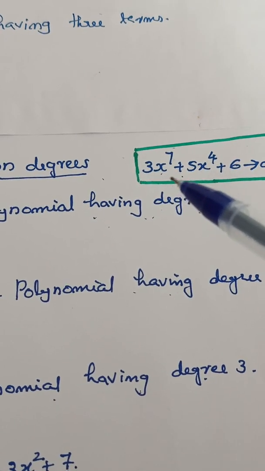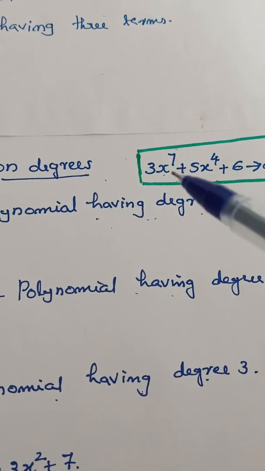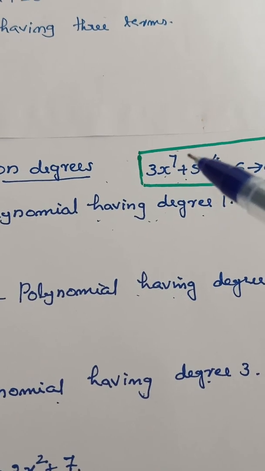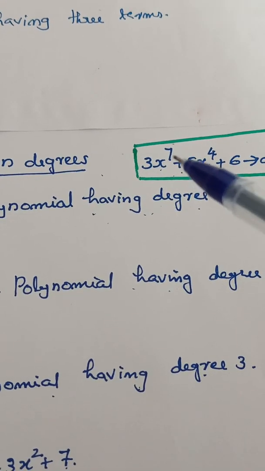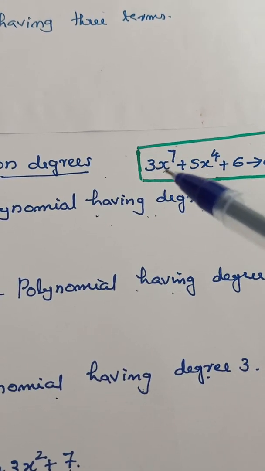Degree of this polynomial means the highest power of the variable x. Here, what is the highest power of the variable x? 7. Therefore, degree of this polynomial is 7.